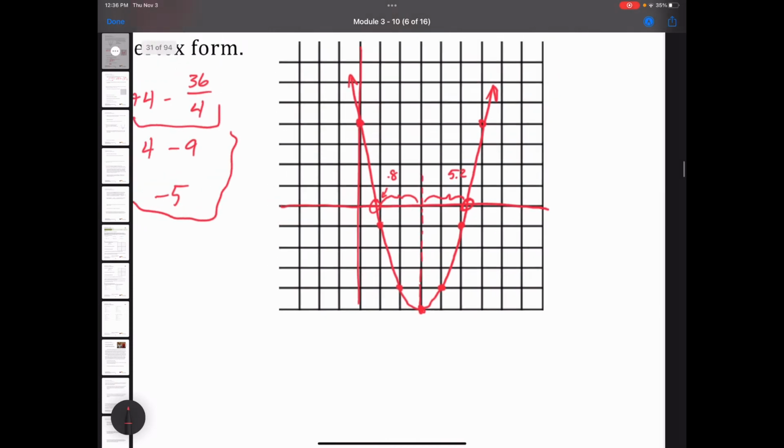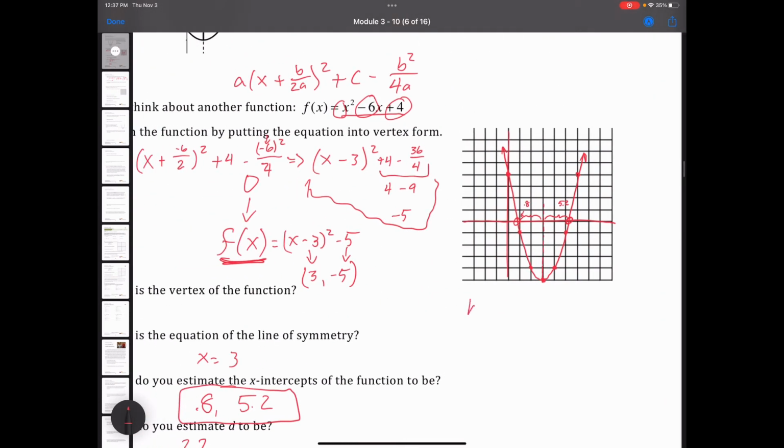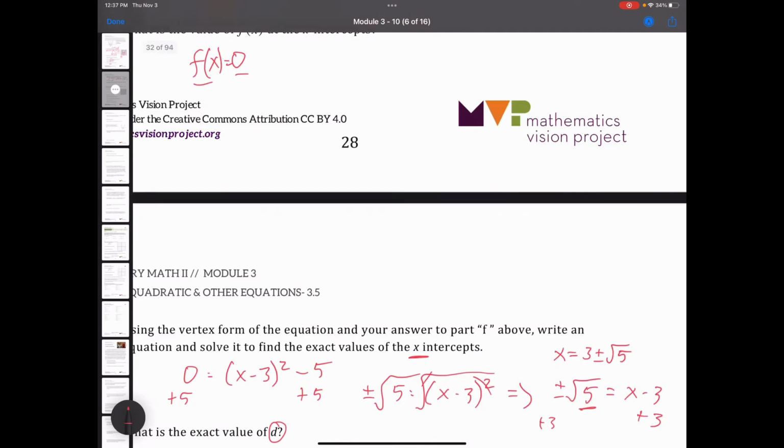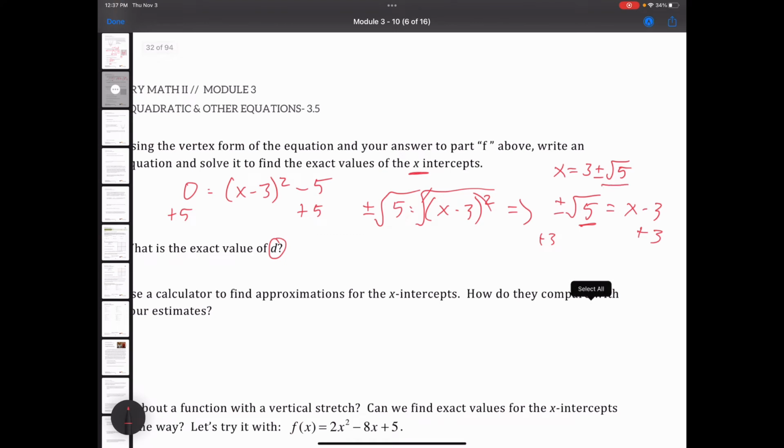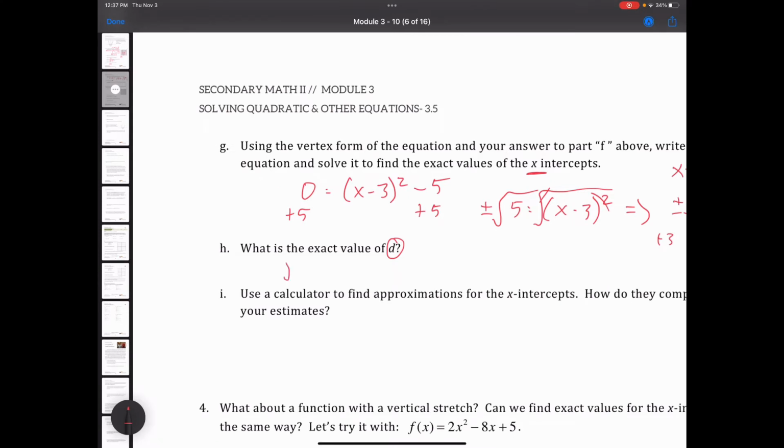Well, remember that our x-intercepts are technically like h plus D, right? Where h is the axis of symmetry, which in this case is 3. So h plus D will be 3 plus D in this case. So when we look down here at our solution of what our x-intercepts are actually equal to, we see that it's h, or 3, plus or minus the square root of 5. So the exact value of D is the square root of 5.